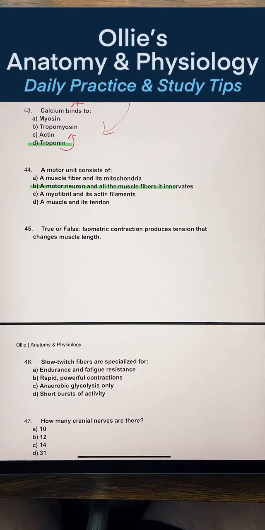Now we have a true or false question. An isometric contraction produces tension that changes the muscle's length. Is that true or false? What do you guys think?